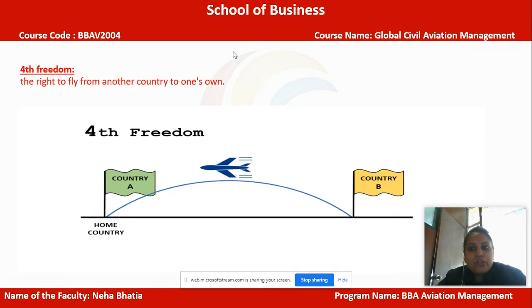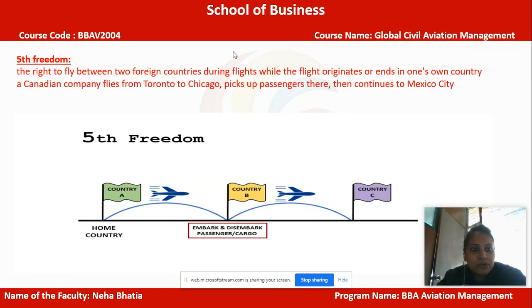Next, we will talk about the fourth freedom of air. This allows airlines from country A to bring passengers originating in country B to country A. For example, using the same United Airlines flight, they could bring passengers originating in Australia up to the US.